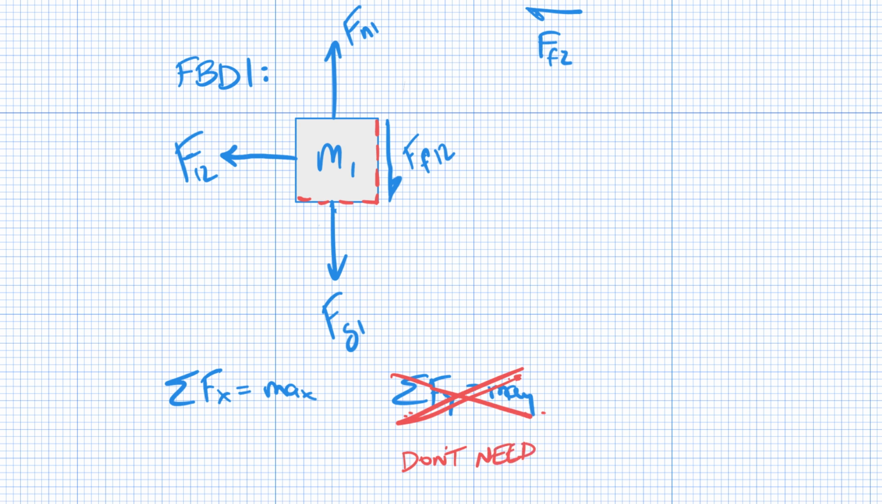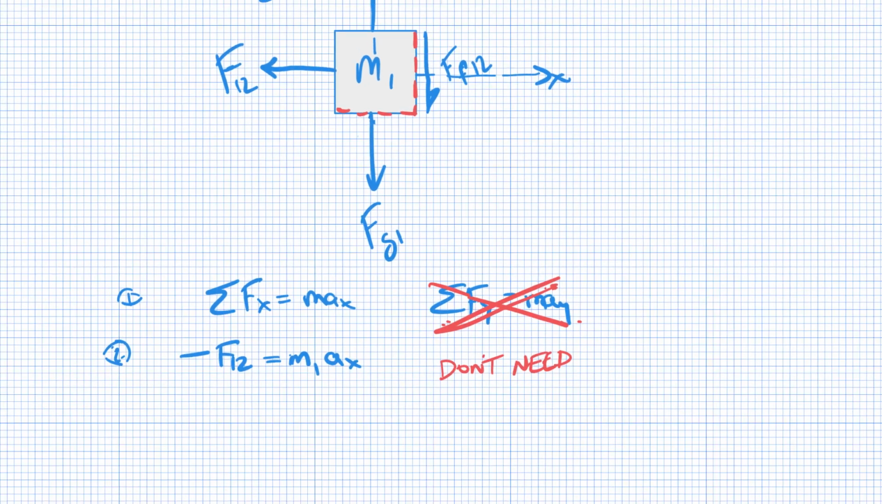So let's just do sum of forces in the x. We always just write that out. And then step 2 is we're going to expand that equation. So we need to look for all the forces in the x direction. If we look at our free body diagram, the only force in the x direction is F12, and it is to the left, right? So it is in the negative x direction. Okay, and then we'll say equals m1 times a sub x. We could change it if we wanted to, but I think we're going to leave it as a sub x.